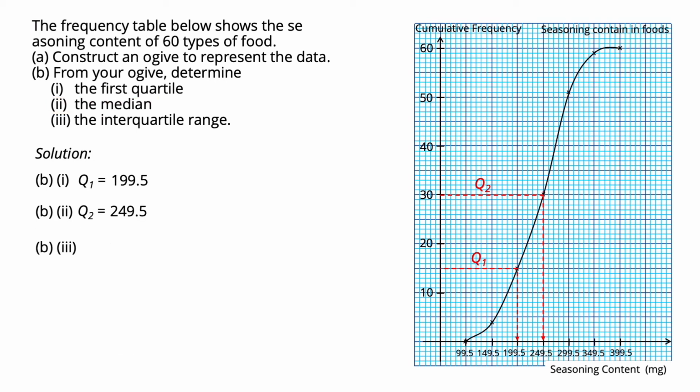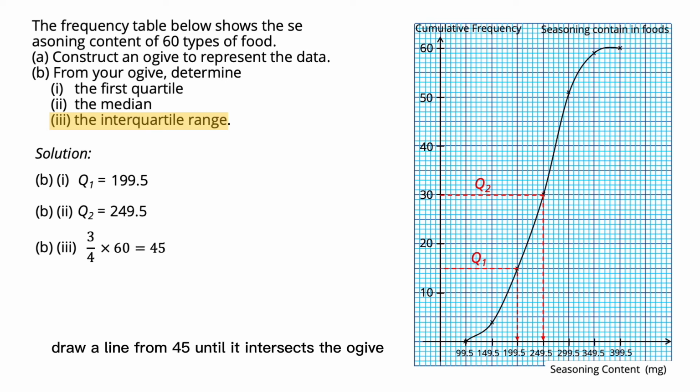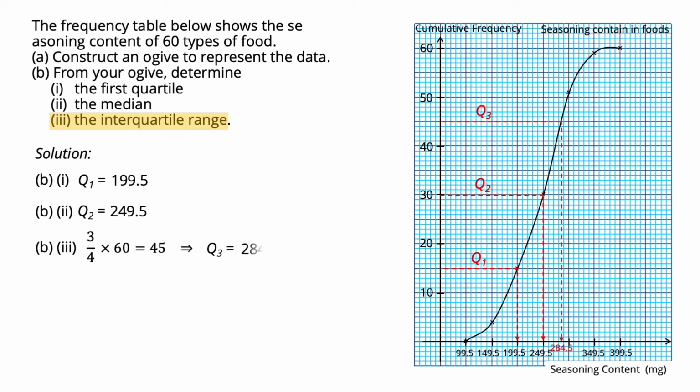For the interquartile range, the third quartile is needed. 60 multiplied by 3/4, we have 45. From the graph, draw a line from 45 until it intersects the ogive, then continue to draw the vertical line down until it meets the horizontal axis. The value of the seasoning content obtained is the value of the third quartile, that is 284.5.